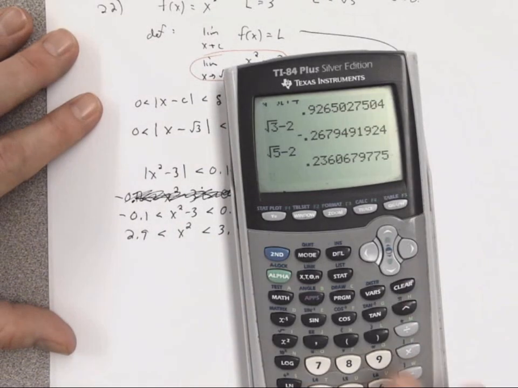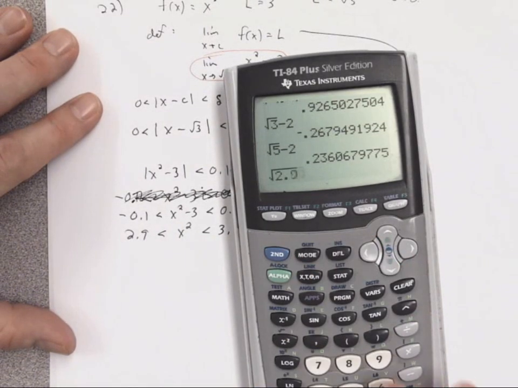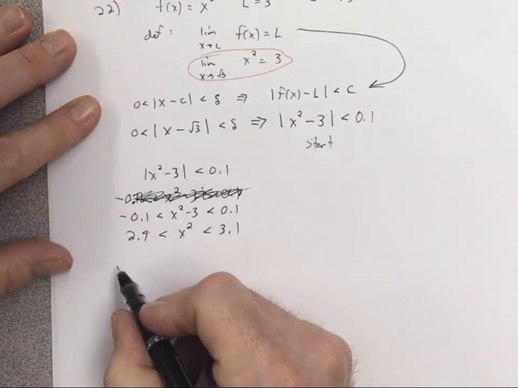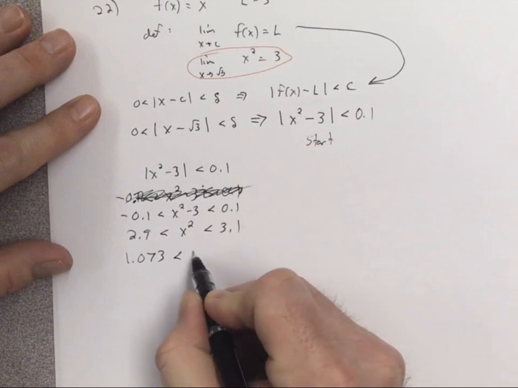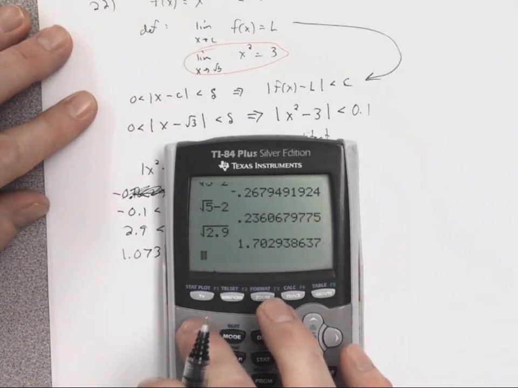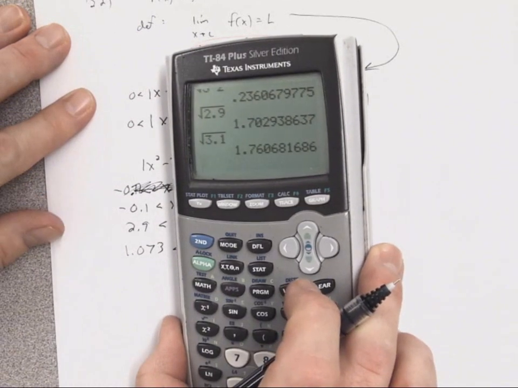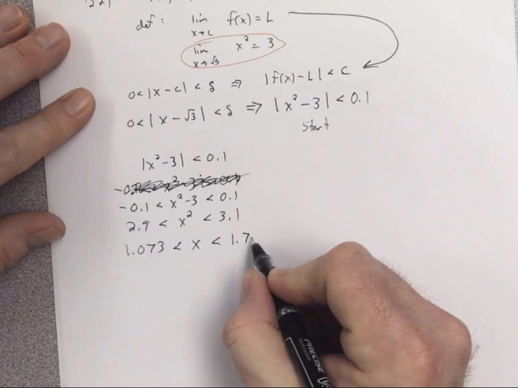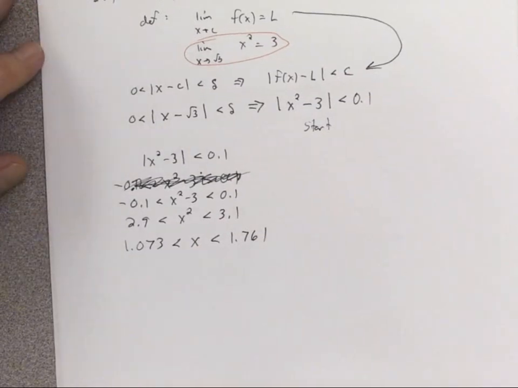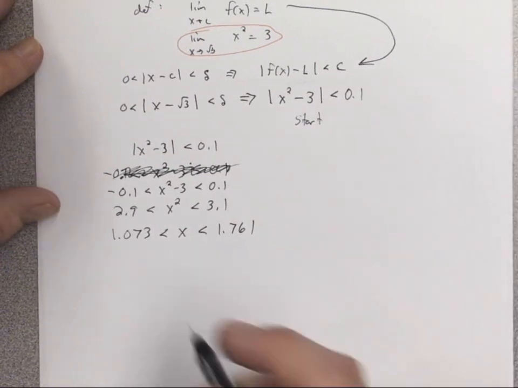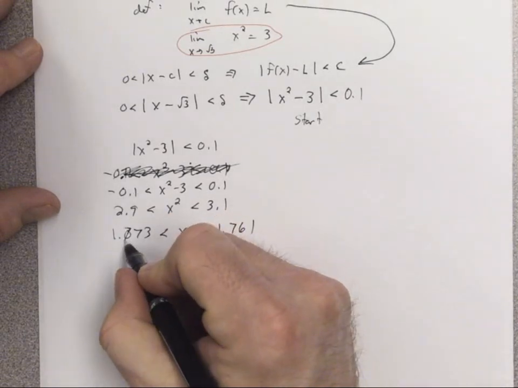Okay, I have no idea what the square root of 2.9 is. So the square root of 2.9 gives me 1.703. I'm good enough with that. 1.703 is less than x, which is less than the square root of 3.1. I get 1.761. You guys agree those are right? 1.703. Oh, 1.703, you're right. Nice catch.